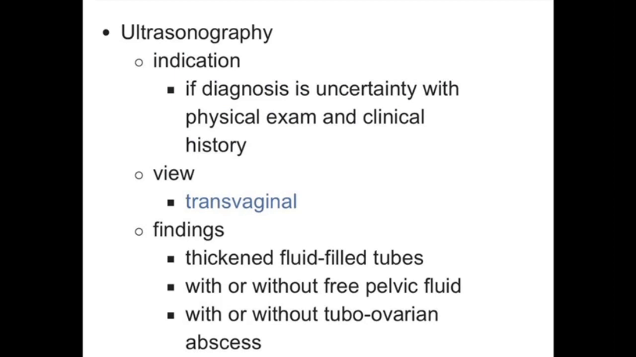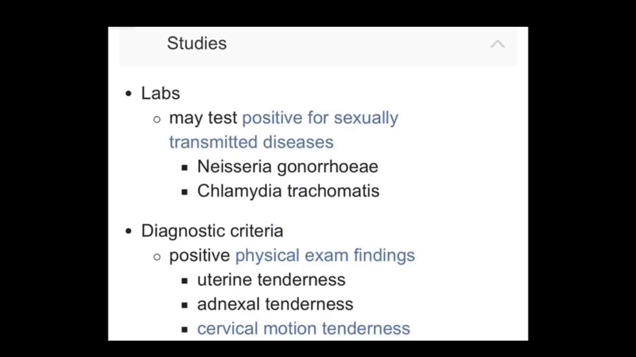As far as studies to obtain in the workup of pelvic inflammatory disease, labs may test positive for sexually transmitted diseases like Neisseria gonorrhea and or Chlamydia trachomatis. In terms of diagnostic criteria, positive physical exam findings include uterine tenderness, adnexal tenderness, and cervical motion tenderness.